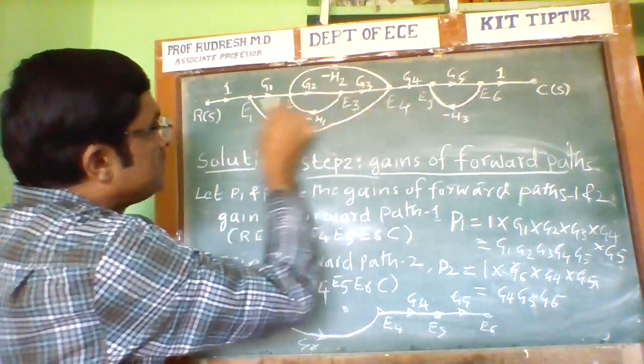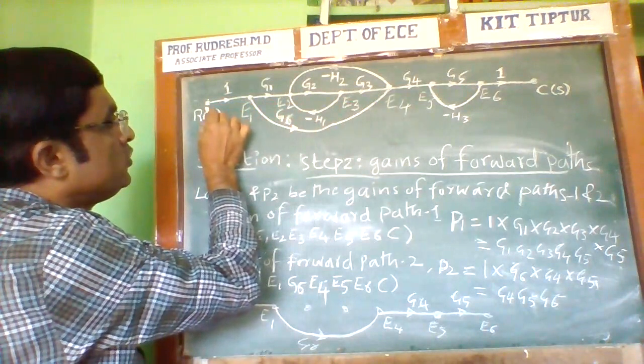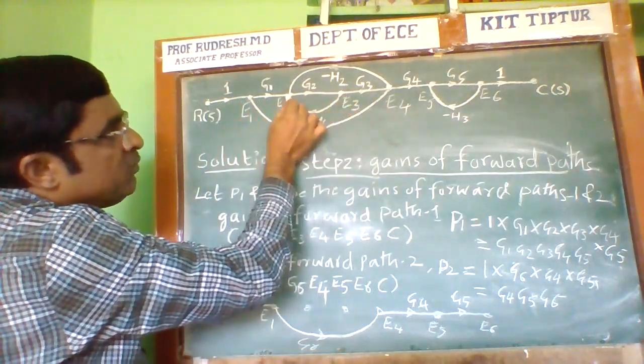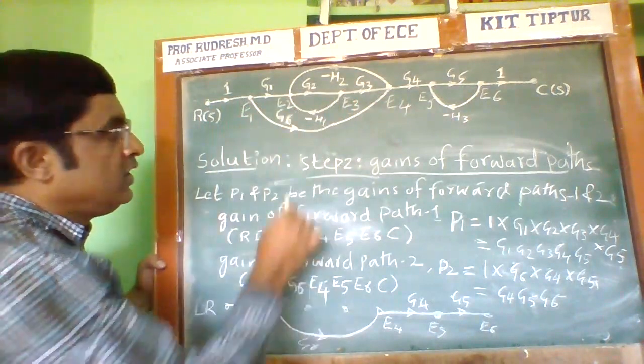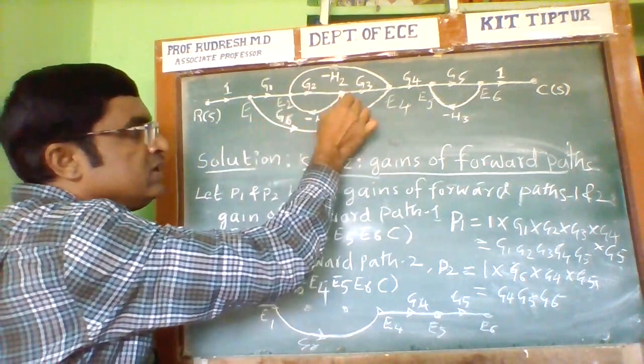This is the first forward path, this is the second forward path, and suppose R, E1, E2, and then E2, E3 comes back again. That is crossing the E2 node 2 times, E3 node 2 times.